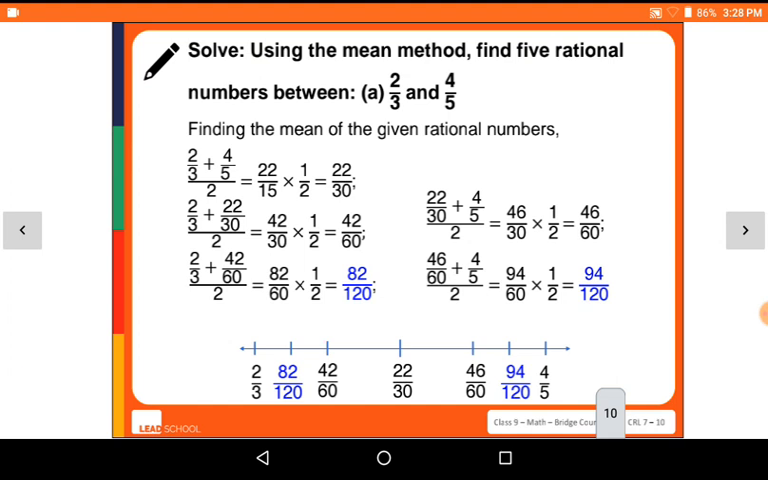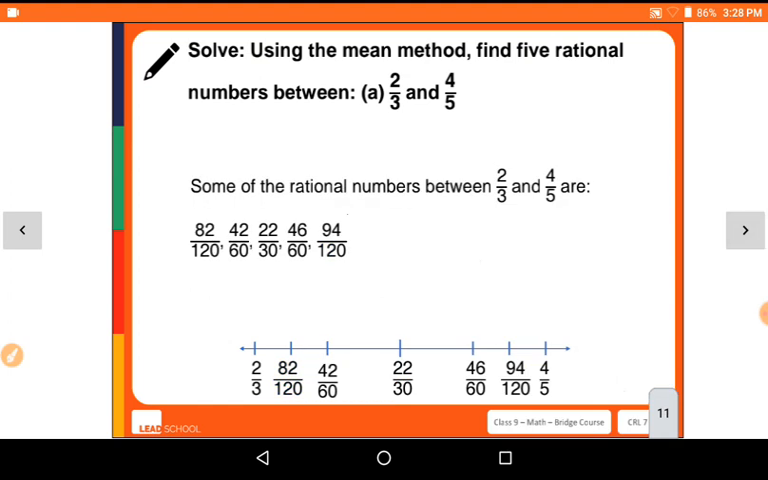So finally we got, in between 2/3 and 4/5, five rational numbers: 82 by 120, 42 by 60, 22 by 30, 46 by 60, and 94 by 120. These are all the five rational numbers between 2/3 and 4/5. So that is also easy. You can also write it down in your notebook.